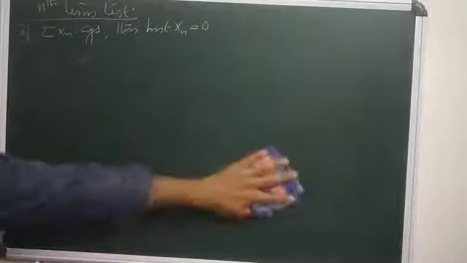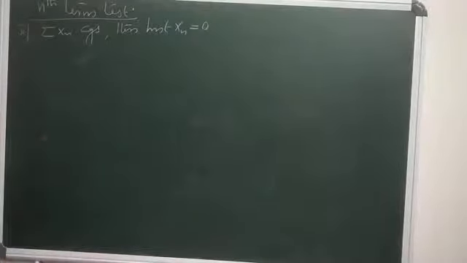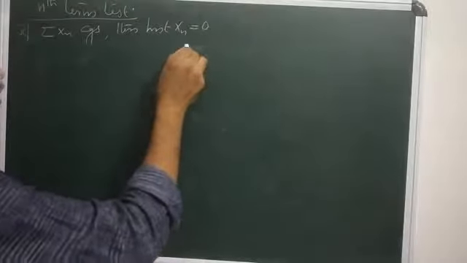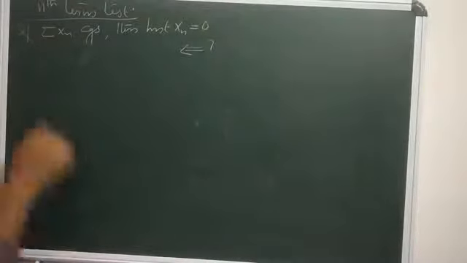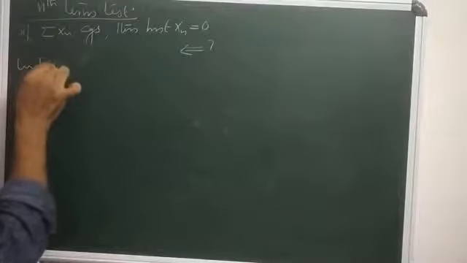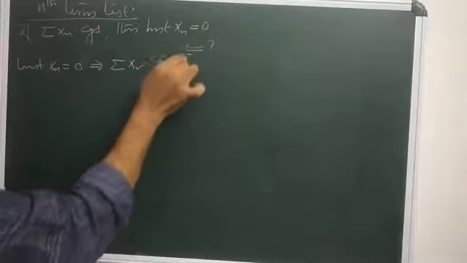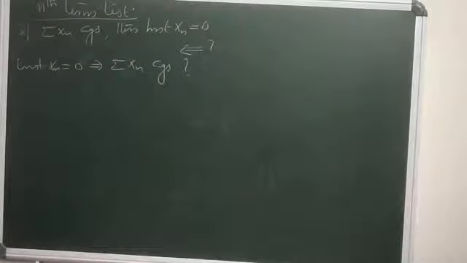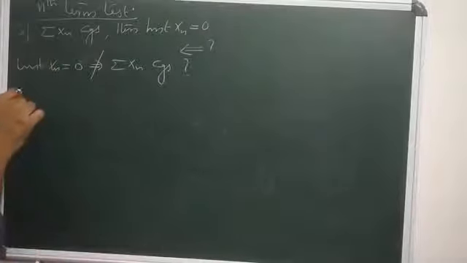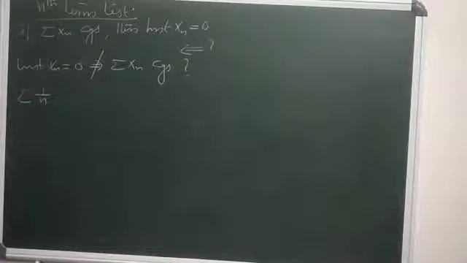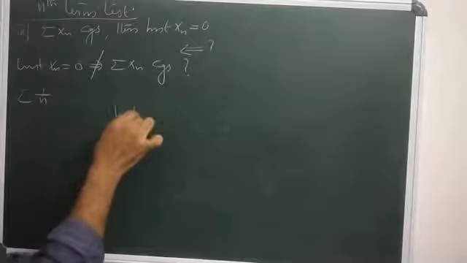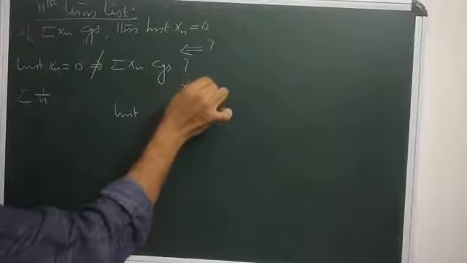What about its reverse inclusion? If limit xn equals 0, does it imply sigma xn converges? This does not imply sigma xn converges. Why? Take an example. Consider the series sigma 1 by n. Here xn equals 1 by n.